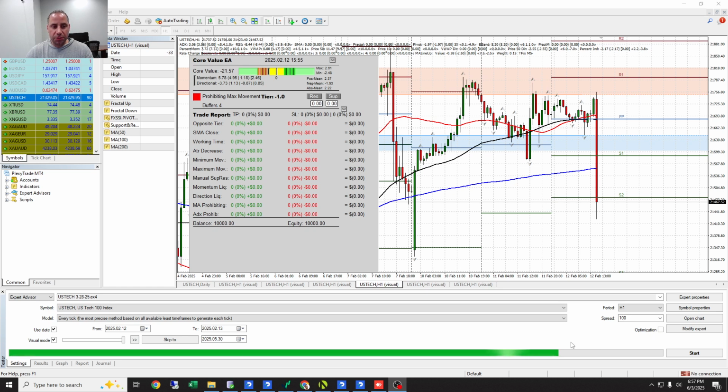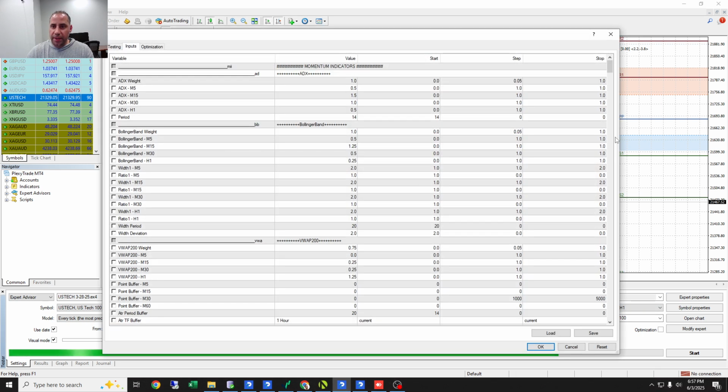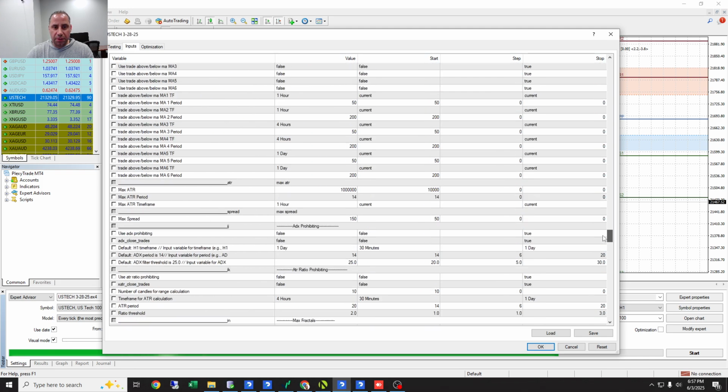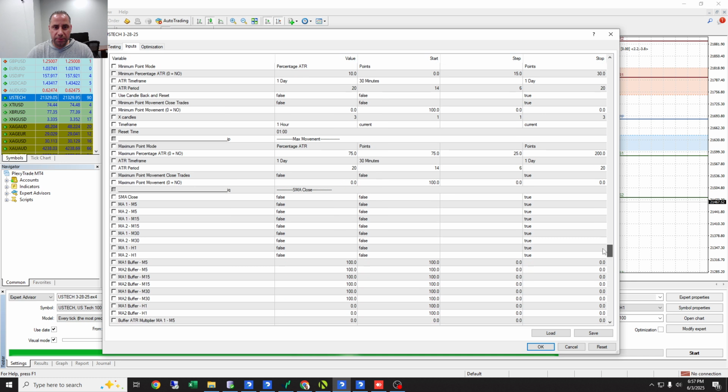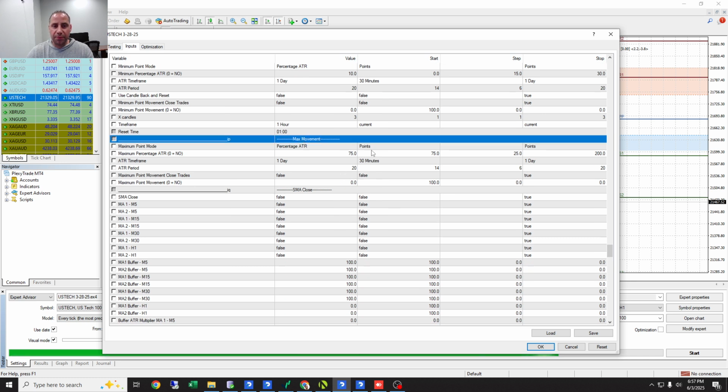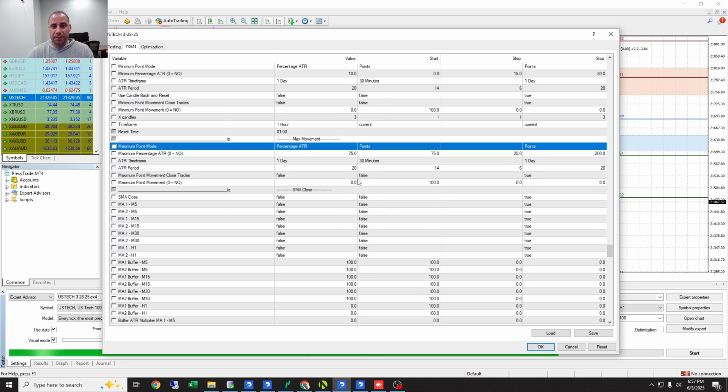What makes our system so unique is the amount of proprietary prohibiting and risk management features that we have in our system. So, for example, we will go over today one of our features, which is called max movement. You can see here in our set file, we have a parameter called max movement, and we have different modes that we can calculate this with.